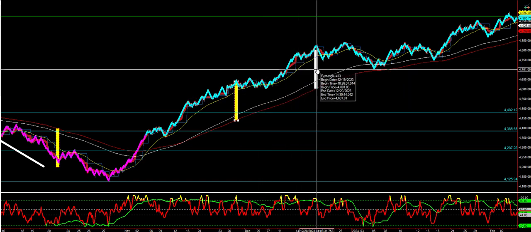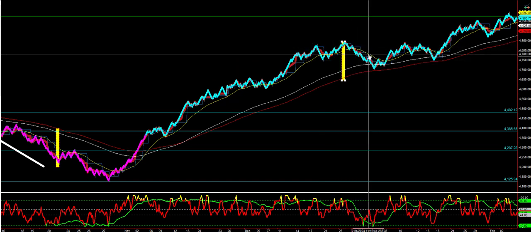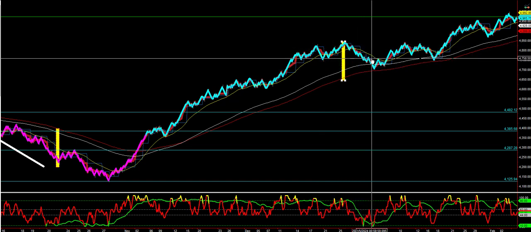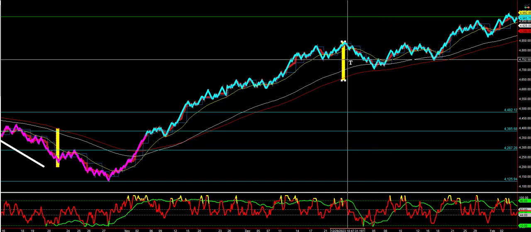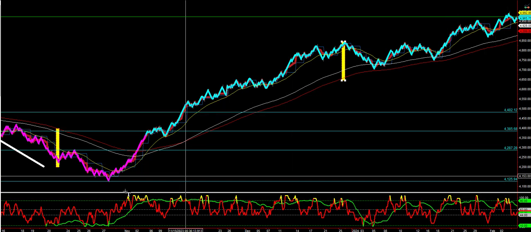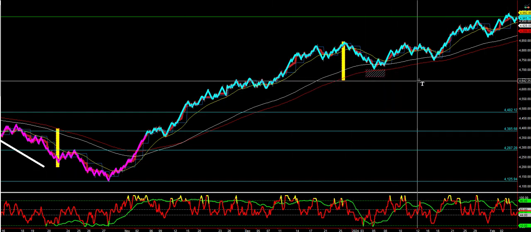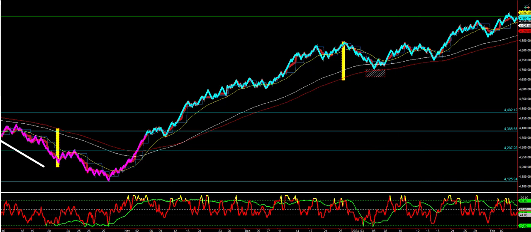Now this has gone a little bit higher, but it's okay. The best thing is to let it come back to these lines, and it does. This is a good, beautiful pullback. And there it is. And we have another pullback.